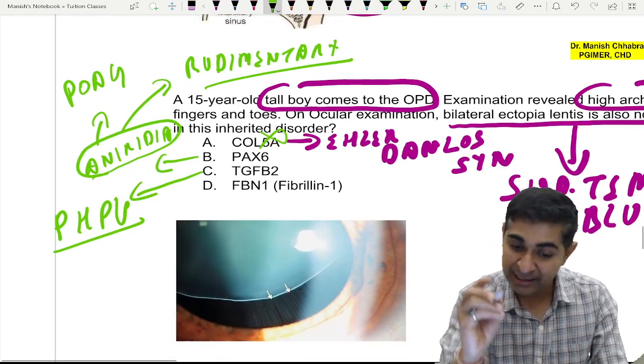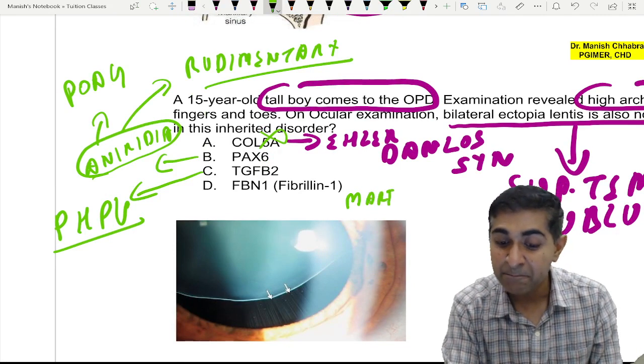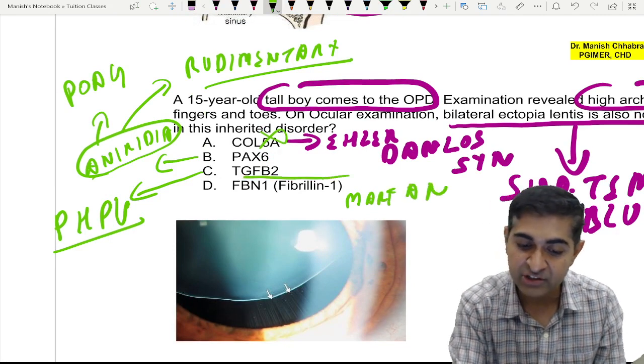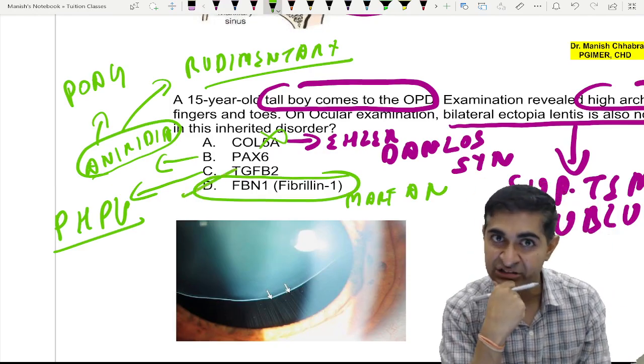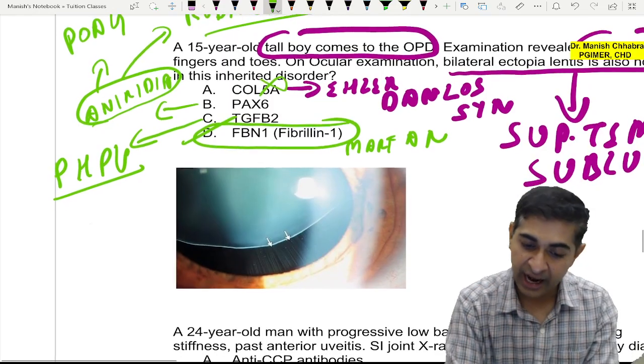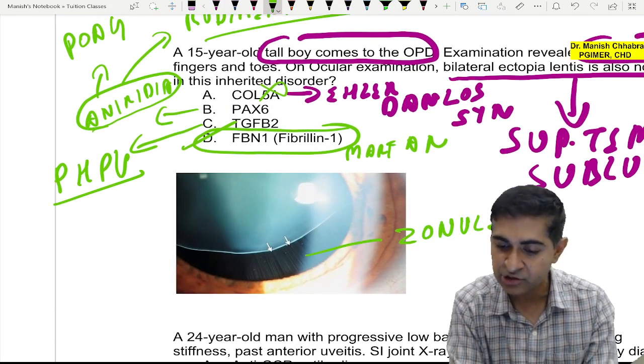Yes. Okay. But we are thinking of which disease? We are thinking of Marfan syndrome, and for Marfan syndrome, it is the fibrillin gene which is associated. Hence, this is the answer. Okay, and you can appreciate that these are your zonules. Just the image to depict.